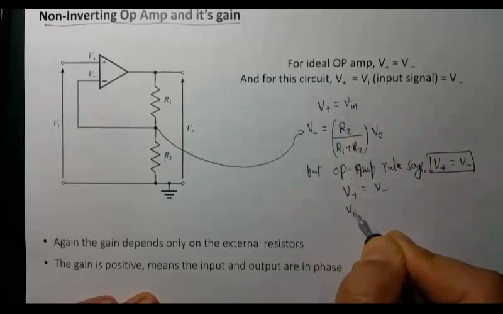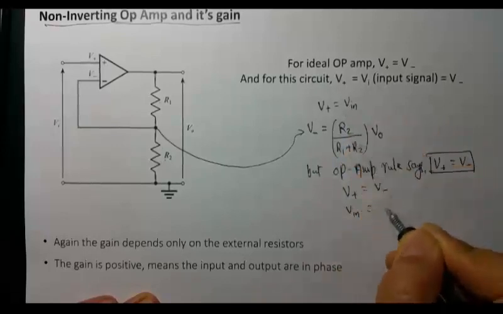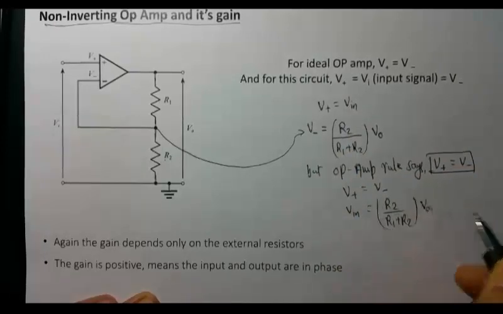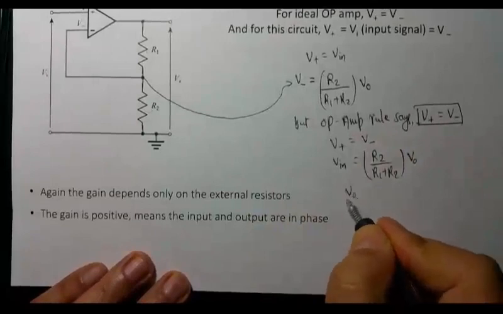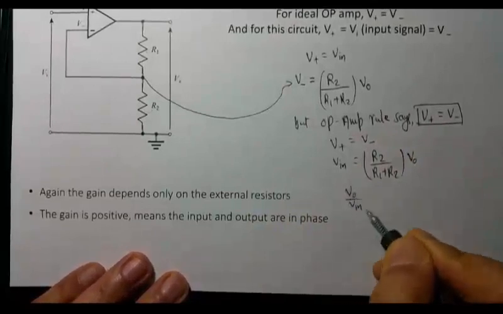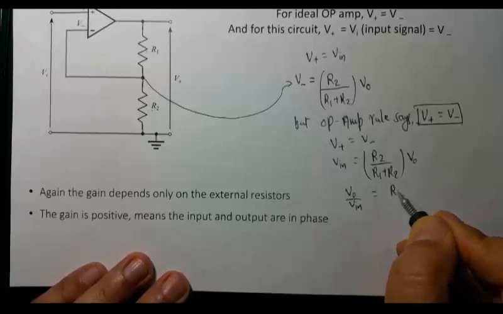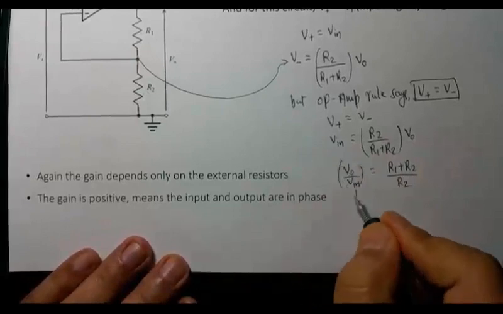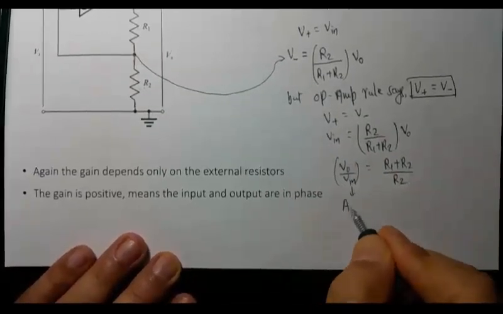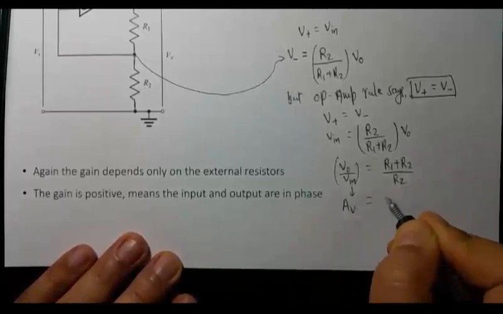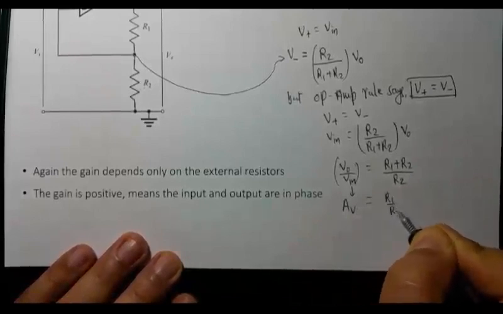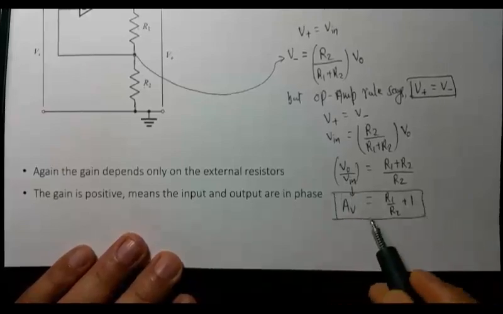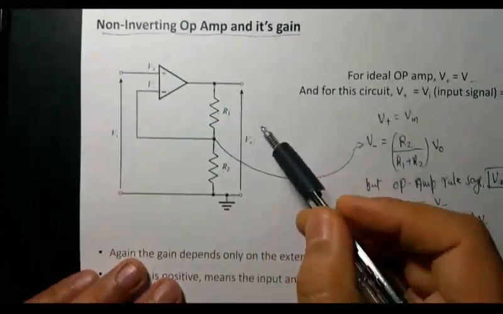V plus is V in. V negative is R2 divided by R1 plus R2 times V out. And what you need is V out divided by V in, because that's your voltage gain, which is now R1 plus R2 divided by R2, and this we call the voltage gain. A of V is then R1 divided by R2 plus 1, right? And that's the formula for the voltage gain in non-inverting configuration.